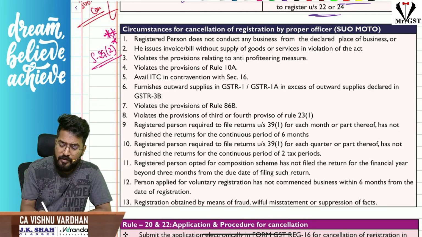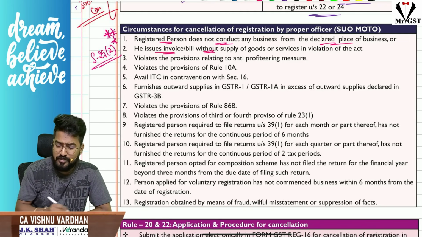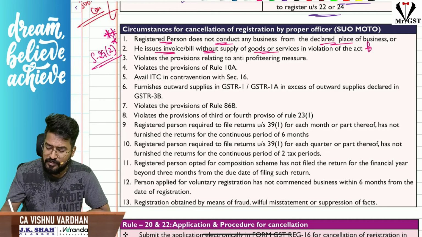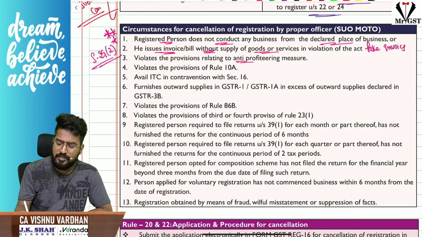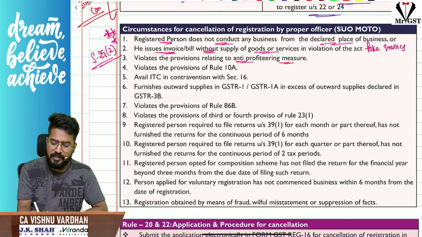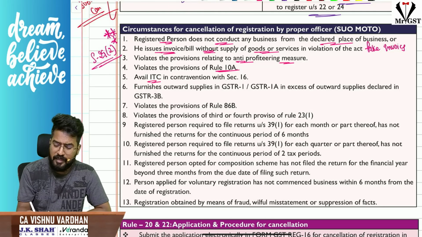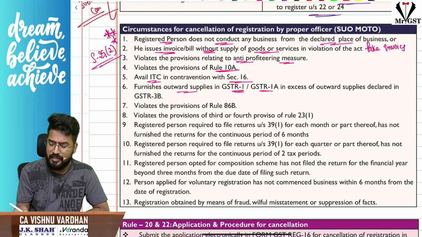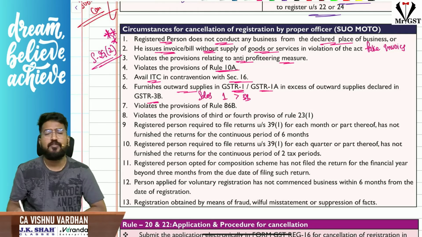Sir, if you have registered and you are not doing business from the declared place of business, or you are issuing invoice or bill without supplying the goods or services, sir. That means, can I say fake invoices? You're issuing fake invoices, sir. Or you're violating the provisions of anti-profiteering measures. Or you are violating the provisions of Rule 10A. 10A, just now we have seen, bank account details updating. Next, you are availing ITC in contravention with Section 16. Next, your outward supplies in GSTR 1 or 1A are more than 3B. That means your sales, what you are disclosing in 1, are greater than whatever you are disclosing in 3B.